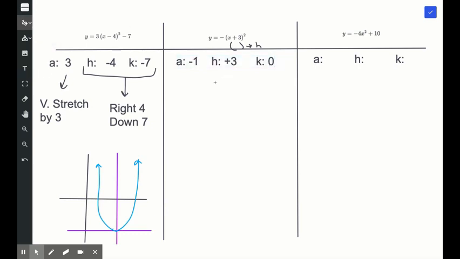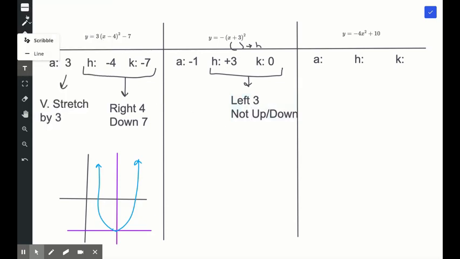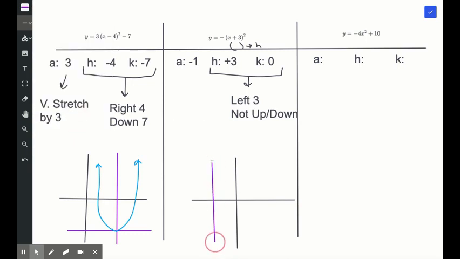So what does that mean? It means when I put these two together, it tells me how my axes are moving. So this goes left 3, and it does not move up or down. Okay, so right away, without anything else, I could sketch my axes. Well, I'm going to choose purple just to be consistent. It goes left 3, up and down nothing, and so that's where it's going to be.